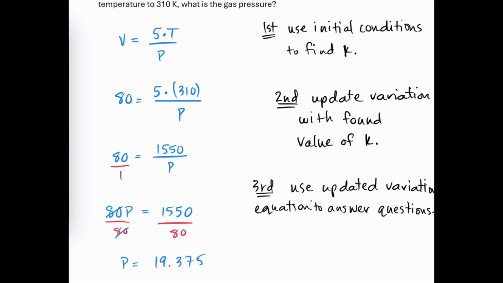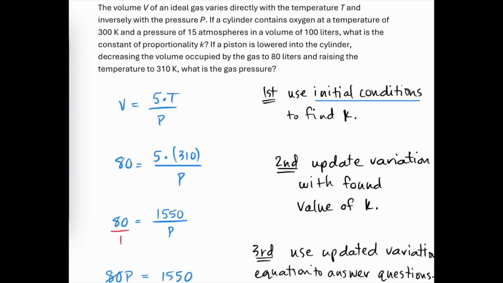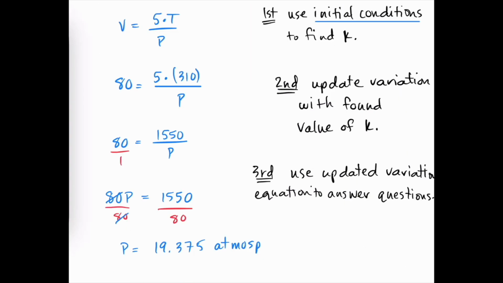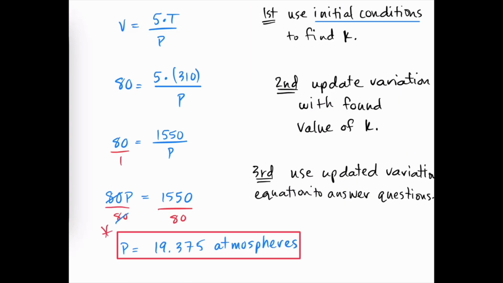And to determine the units, we need to figure out what the units were in the initial conditions for the pressure. So coming back up into the problem, we see that the pressure was measured with the units of atmospheres. And so we have to use the same units to measure the pressure in our question.